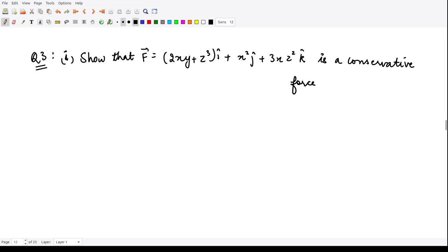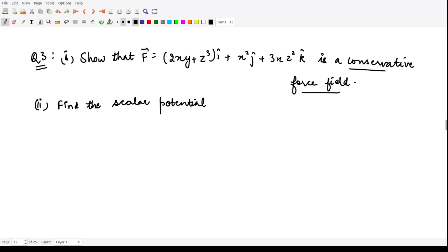So this is the first part. You know what to do for this. You have to take the curl of the vector, and if that comes out to be 0, that becomes your conservative force field. In the next step you are to calculate the scalar potential. You also know if your force field is conservative in nature, that means a scalar potential is always associated with it. So we are to determine that in this second part.